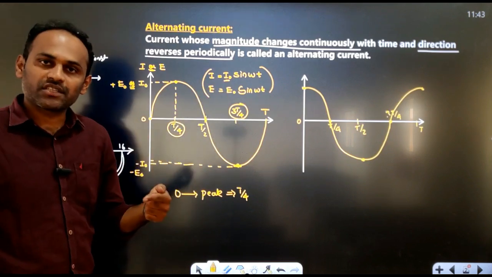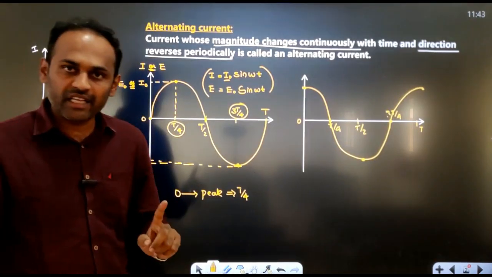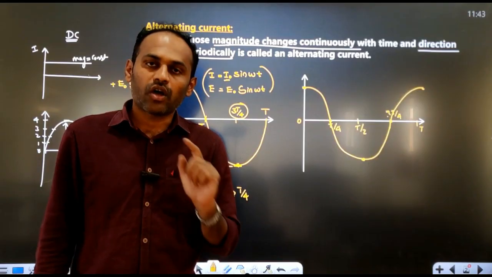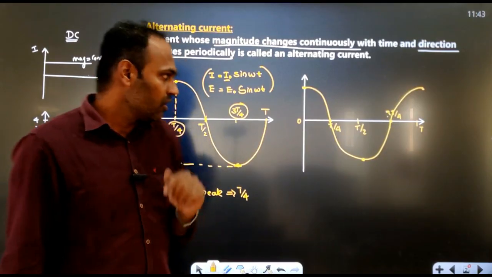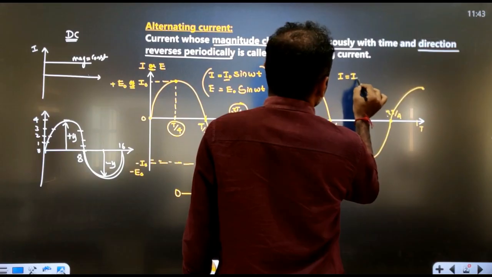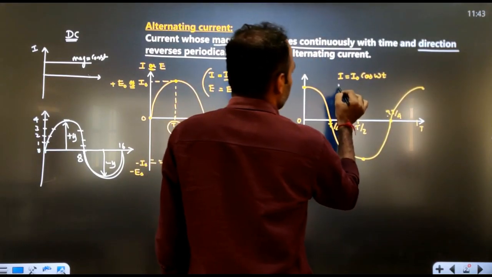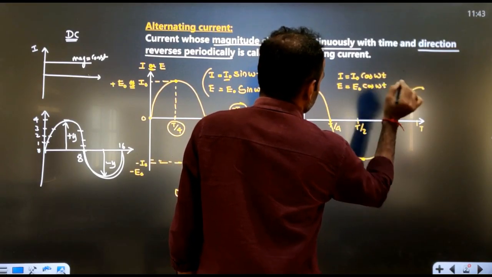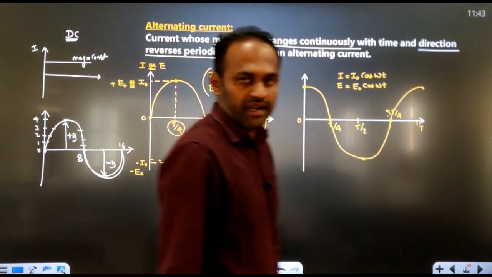What is cos 0? 1. What is sin 0? 0. It means when sin is minimum, cos is maximum. What is sin 90? 1. What is cos 90? 0. It means when sin is maximum, cos is minimum, right? So this is also an alternating current only, but this has to be expressed as I is equal to I naught cos omega t. That means you have to express this in cos. And E is equal to E naught cos omega t. Like this you have to express it. Clear? Okay, so these are the representations of an alternating current.